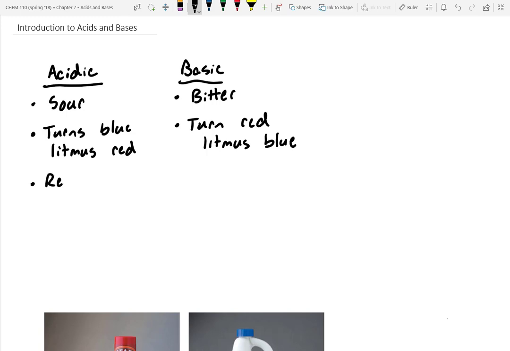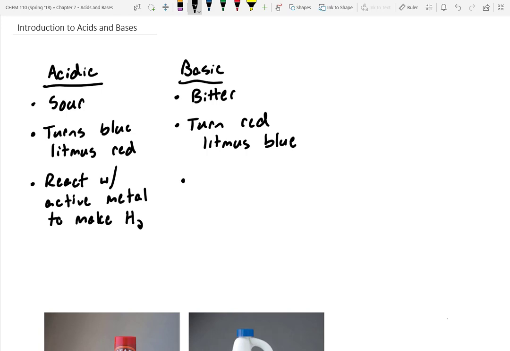There's a couple other qualities with acids. They can react with something called an active metal to make hydrogen gas. So if you remember going all the way back to our iron and sulfur lab, when you added HCl to the iron, it started bubbling a little bit. That's one of those active metals. All right? With bases, they don't tend to do that.